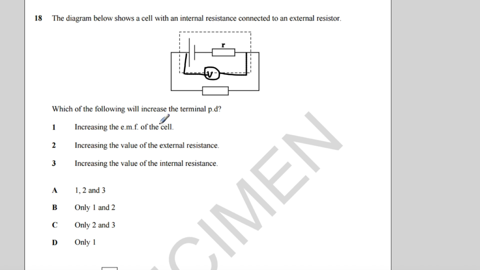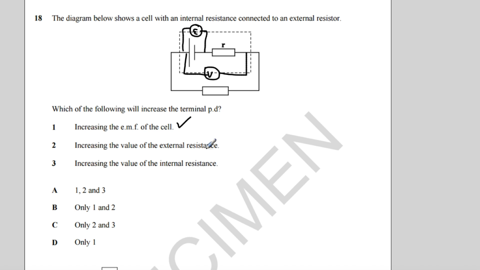Increasing the EMF of the cell will increase the terminal potential difference. Yes, it will. If we increase, say, this here is the EMF, so the potential difference across there, or the voltage across there, is the EMF. Increasing that will increase the voltage here.